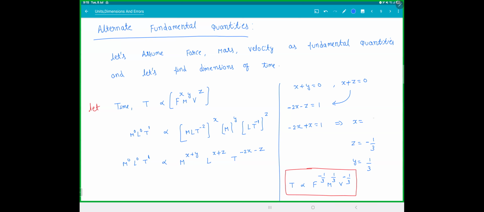How much is this? X will be minus 1. Wait, let me check where else I goofed up. M power X plus Y, L power X, L power Z, that is right. T power minus 2X, okay. So if X is minus 1, then Y is 1 and Z is minus 1. Yeah, this is wrong. I did a calculation mistake. F power minus 1, 1 and minus 1. That is fine. Right, that was a mistake, so be careful.